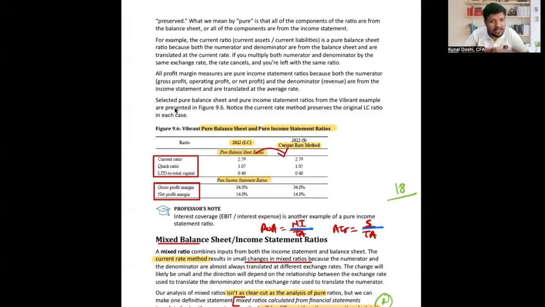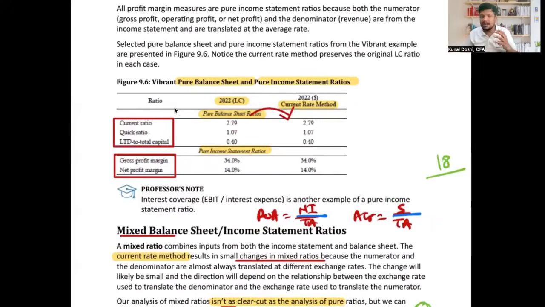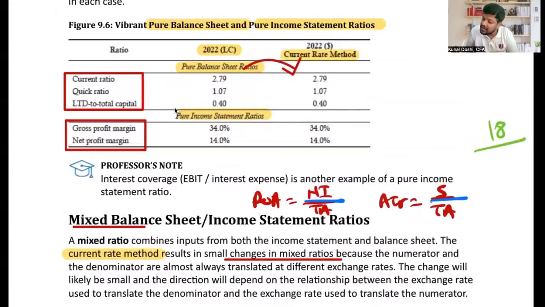What is the difference between a pure balance sheet or income statement ratio and a mixed ratio? Pure balance sheet ratios or pure income statement ratios are unaffected by the application of the current rate method. What do I mean by that? Under the current rate method, all the balance sheet items are recorded at the same rate, that is the current rate. All the income statement items are at the average rate. So there is no issue with the current rate method for a pure balance sheet or pure income statement ratio.